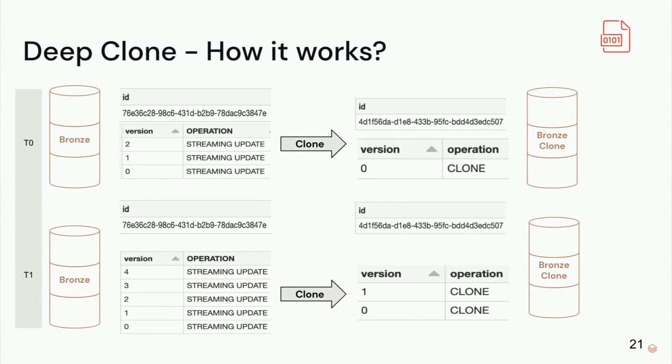So the clones are incremental, but whenever you run the clone command, a new commit is persisted into the delta history. And one more thing, if you can observe here, the clone table has a different ID. That means the clone delta table is an independent table, which has nothing to do with what is happening at the source, unless you trigger the clone again and again.